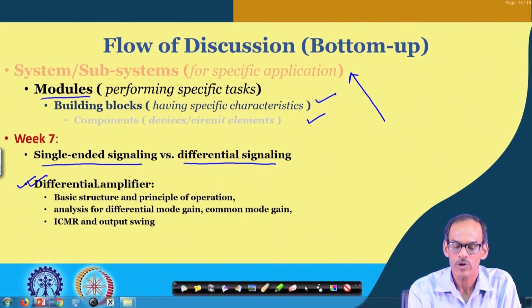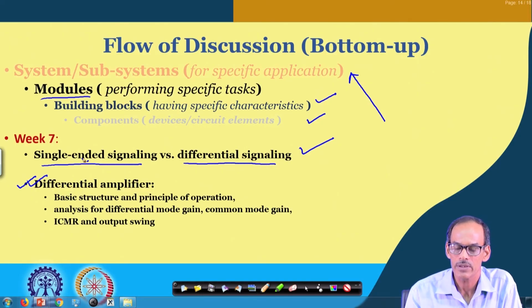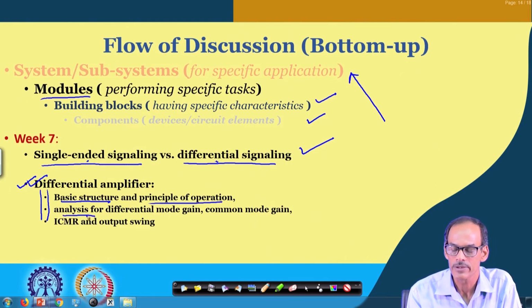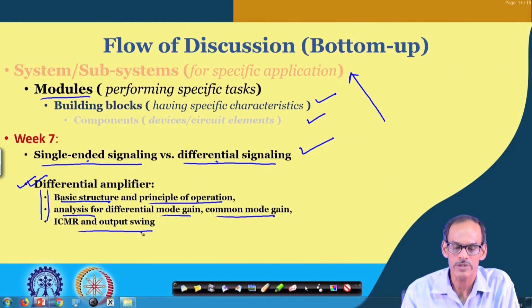When we talk about the differential amplifier, we definitely need to understand differential signaling and appreciate the need for it. That is why we first compare single ended signaling with differential signaling, and then we move to the differential amplifier. Within the differential amplifier, which again consists of multiple transistors, we will see the basic structure, working principle, and analysis to get the gains, namely differential mode gain and common mode gain, and also output swing, input common mode range, and so on. Those things we will see.